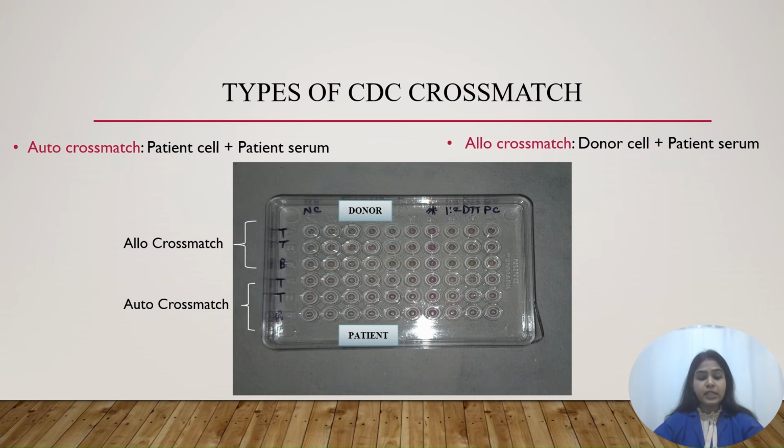Here in the image you can see the allo crossmatch. In the allo crossmatch, donor cells are tested with the patient serum, and in the auto crossmatch, the patient cells are tested with its own lymphocytes.